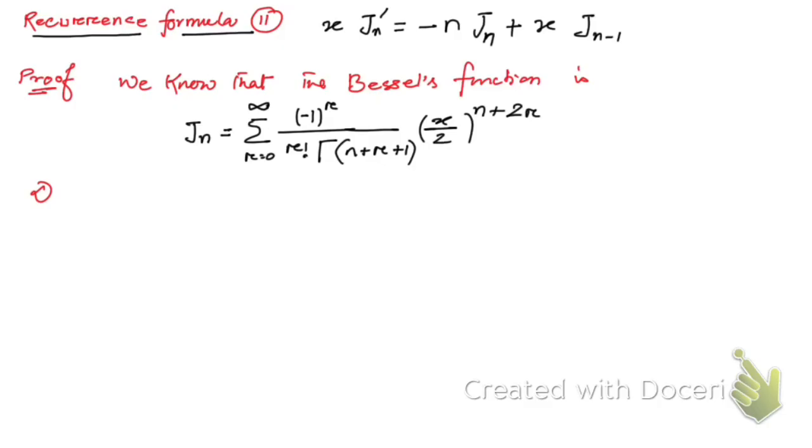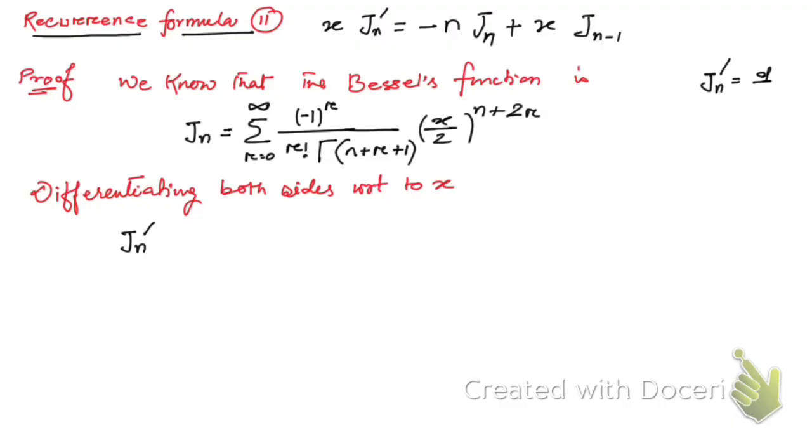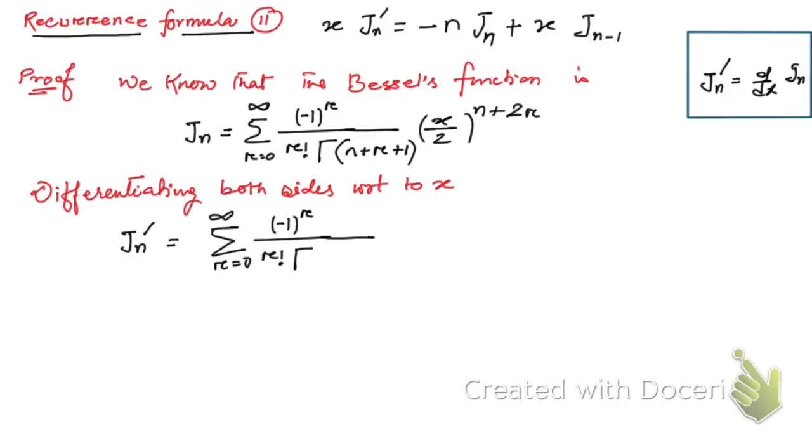Now let us differentiate both sides with respect to x. If we differentiate both sides with respect to x, then d/dx of Jn is gonna be Z dash n. I have written this Z dash n means d/dx of Jn. And on the other side you're gonna get this.